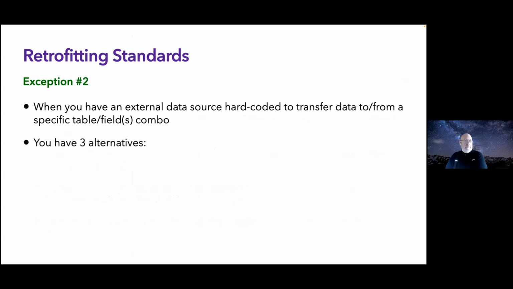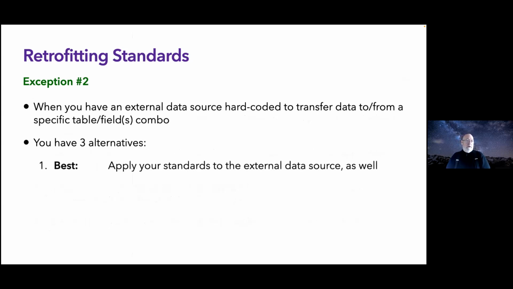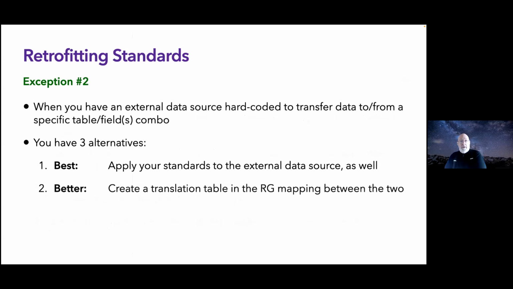Another exception is when you have an external data source and it's hard coded with its field and table names, and you have three alternatives. If it's a FileMaker, whatever, you can apply your standards to the external data source as well, possibly, if you have control over that external data source. If you don't, then you're left with possibly creating a translation table in the RG.